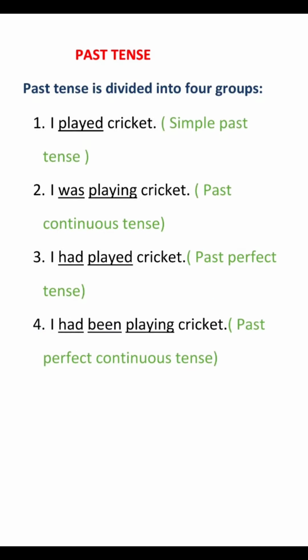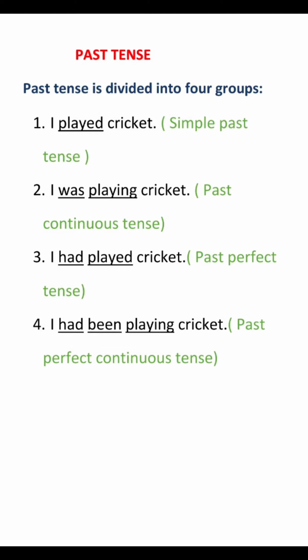Next, we'll see past tense is divided into four groups: simple past tense, past continuous tense, past perfect tense, and past perfect continuous tense. See some examples. I played cricket. I was playing cricket. I had played cricket. I had been playing cricket. Here we'll see that verb is changing to past verb.